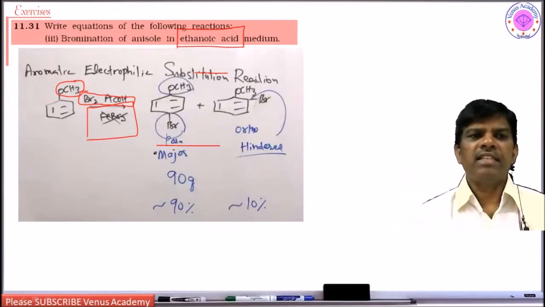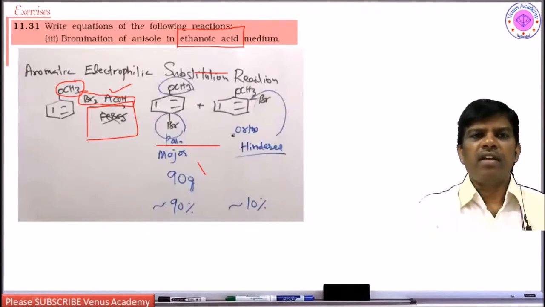In this case, acetic acid itself acts as the acidic medium or catalyst to undergo this bromination, giving a mixture of para and ortho substituted phenol ethers.